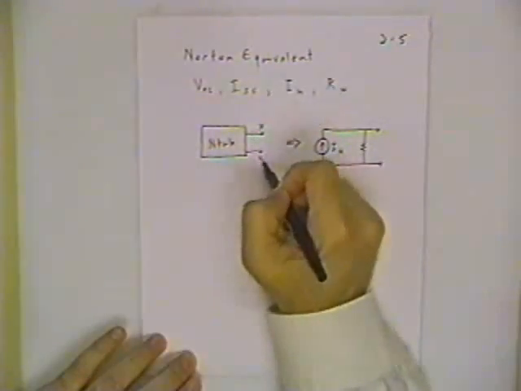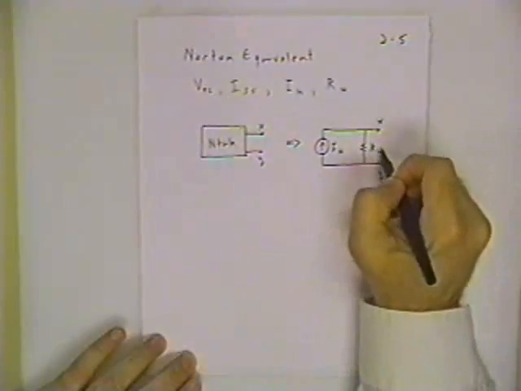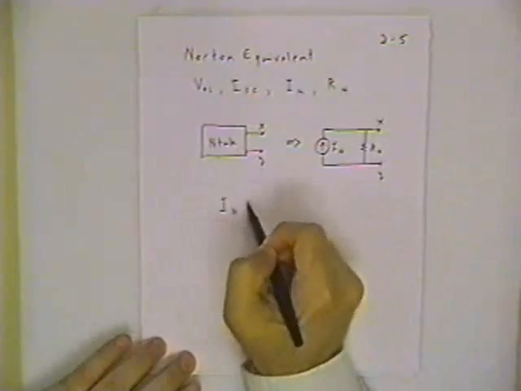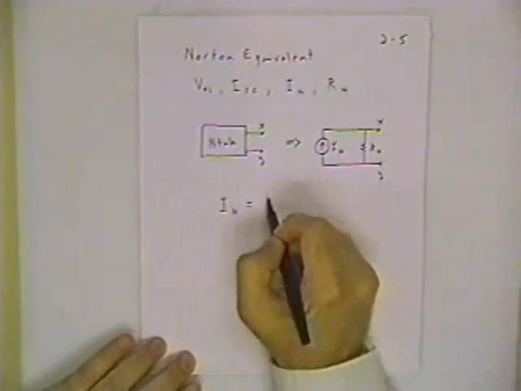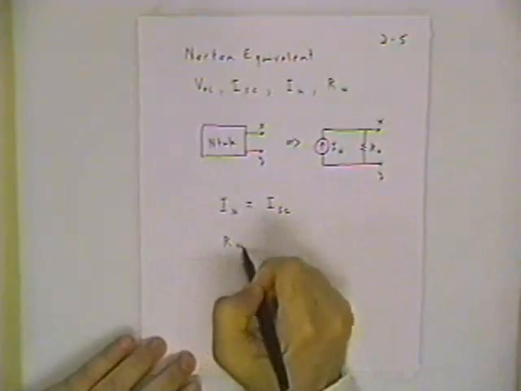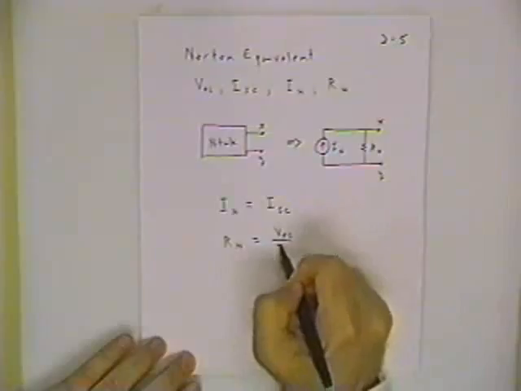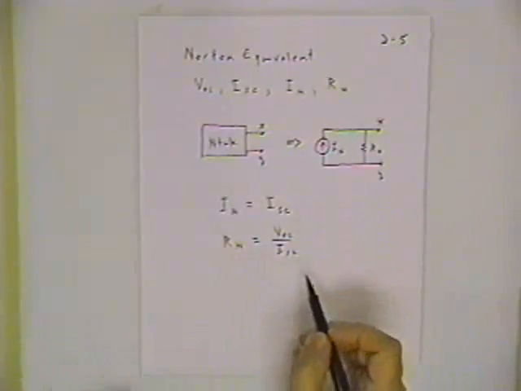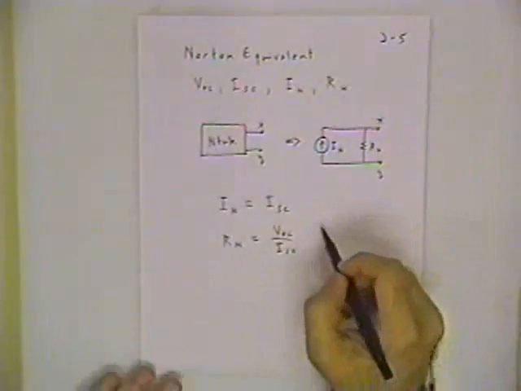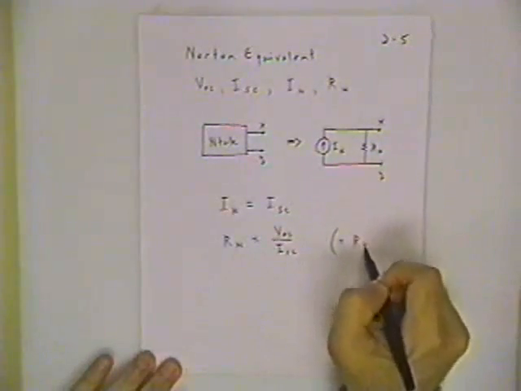So here are my nodes X and Y again. Here's X and Y. And the way you get IN is simply to write down the short circuit current. To get RN, you take the open circuit voltage and divide by the short circuit current. And now you notice this is exactly the same as we had for the Thevenin resistance.